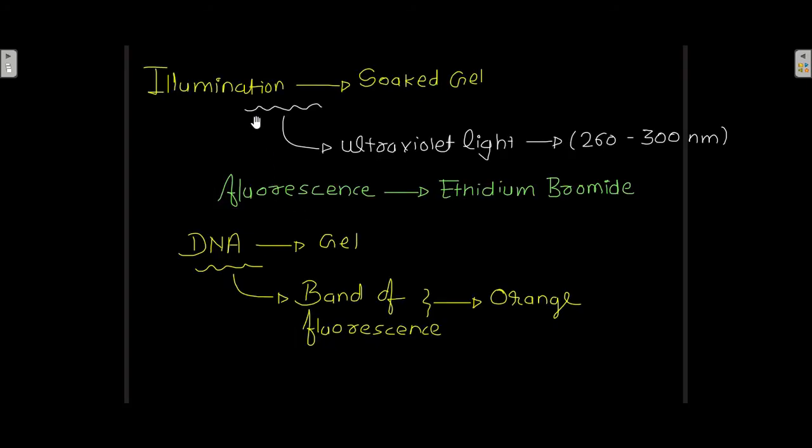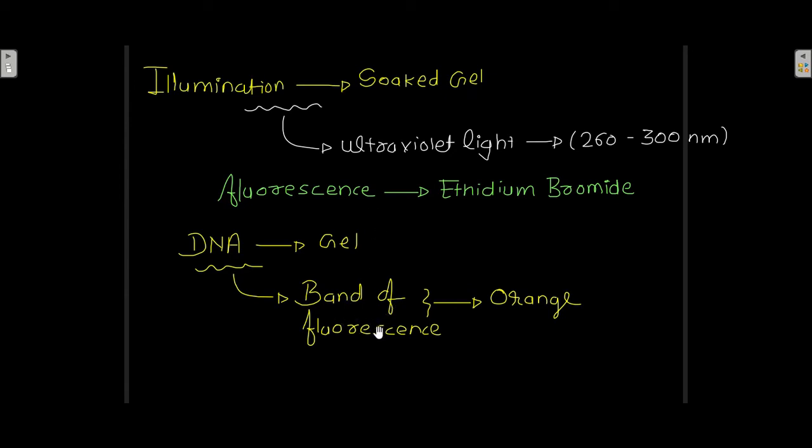Now, illumination of this soaked gel in ultraviolet light, that is between 260 to 300 nanometer, will fluoresce the ethidium bromide, and DNA will be seen on the gel as a band of fluorescence of orange color. The ethidium bromide that has been bound to the DNA will illuminate, and that is how the DNA will appear as a band of fluorescence on the gel.